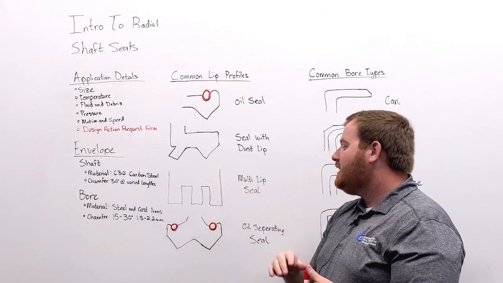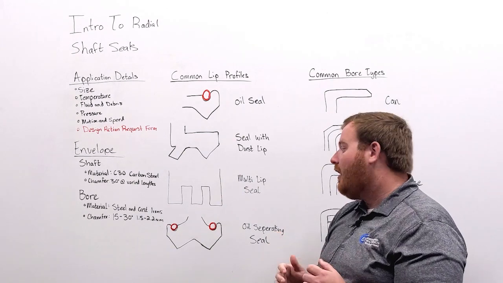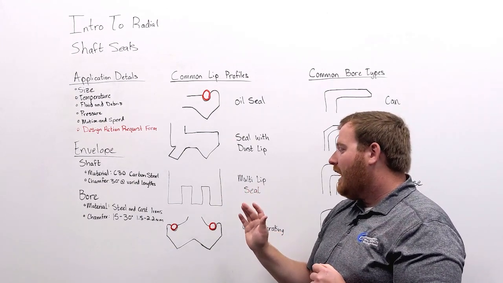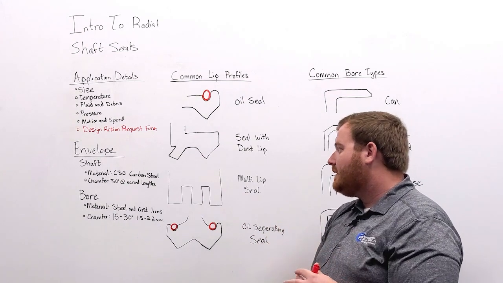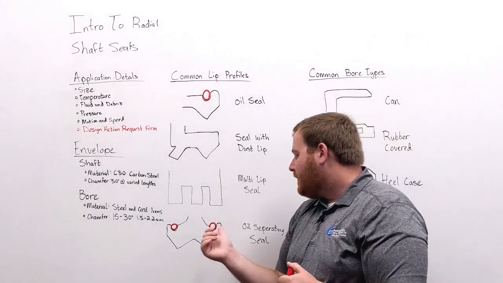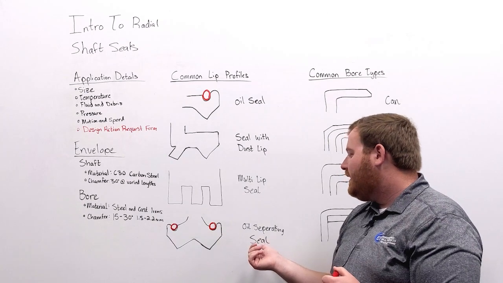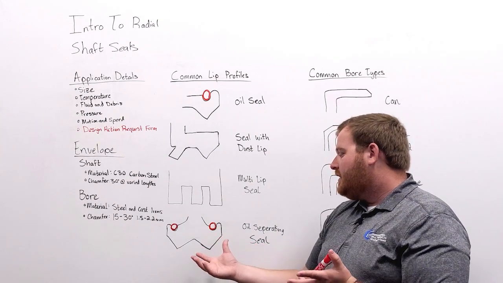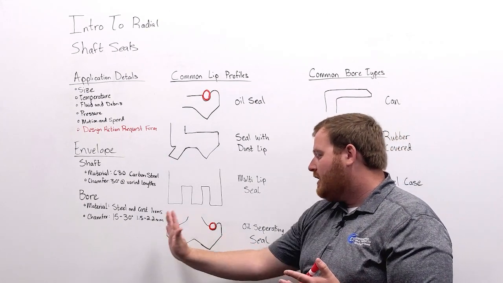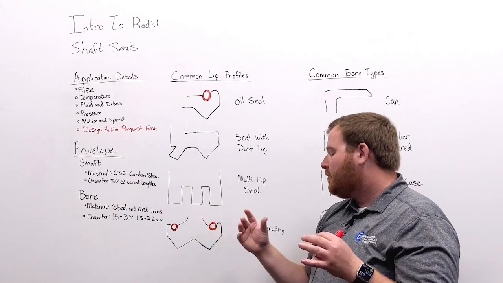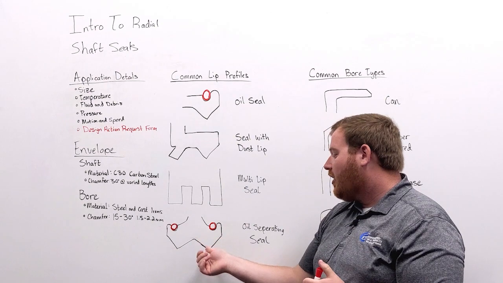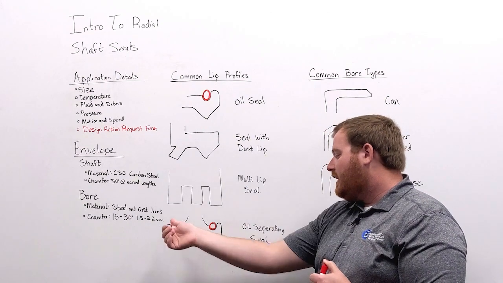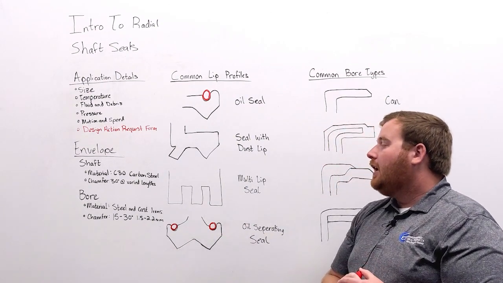It's more for contamination and keeping debris out. It just kind of utilizes each lip in order to prevent anything from getting into the system. As well as an oil separating seal. Let's say you have two different places where you're trying to prevent the oil from mixing together. So it's utilizing the garter spring to keep it on each side respectively.